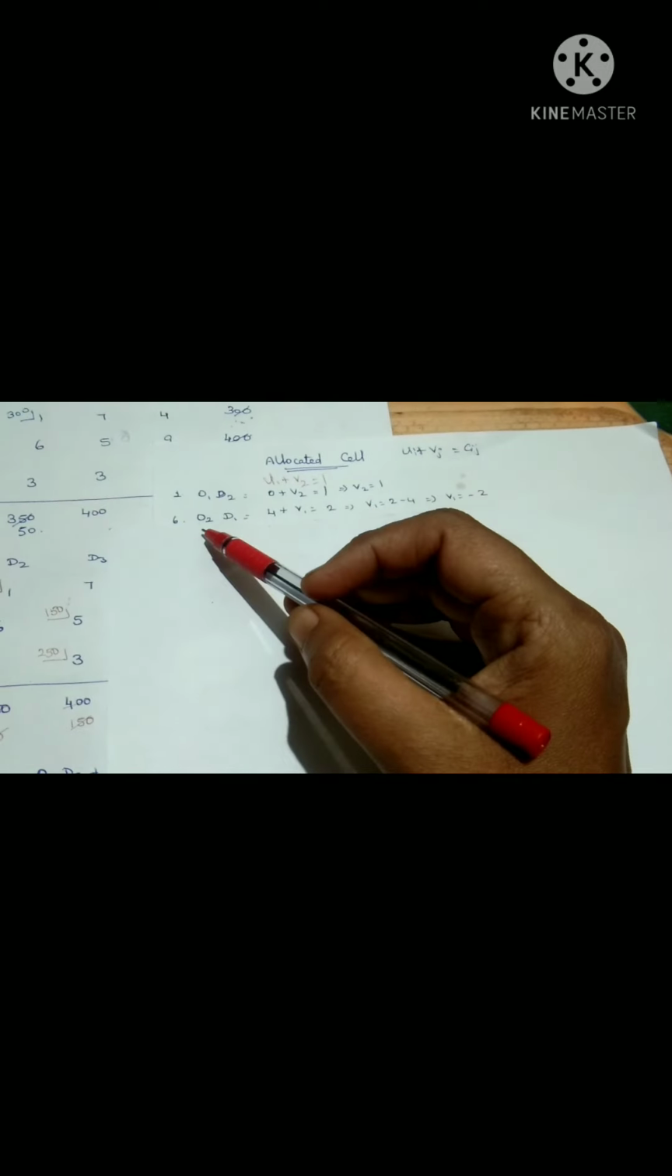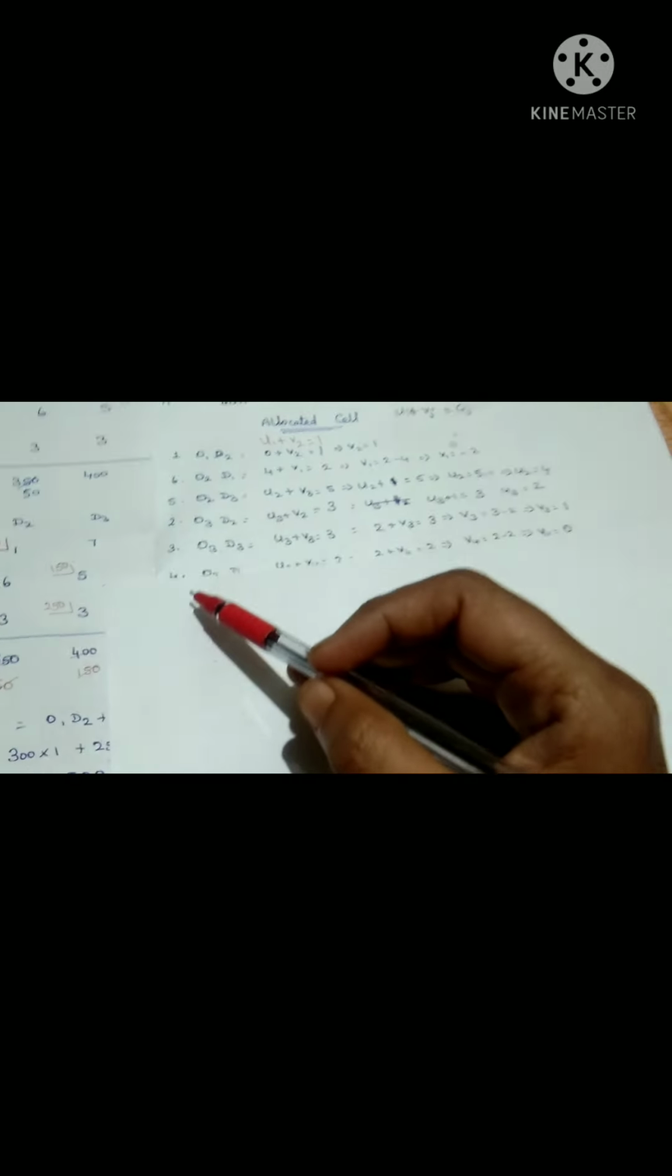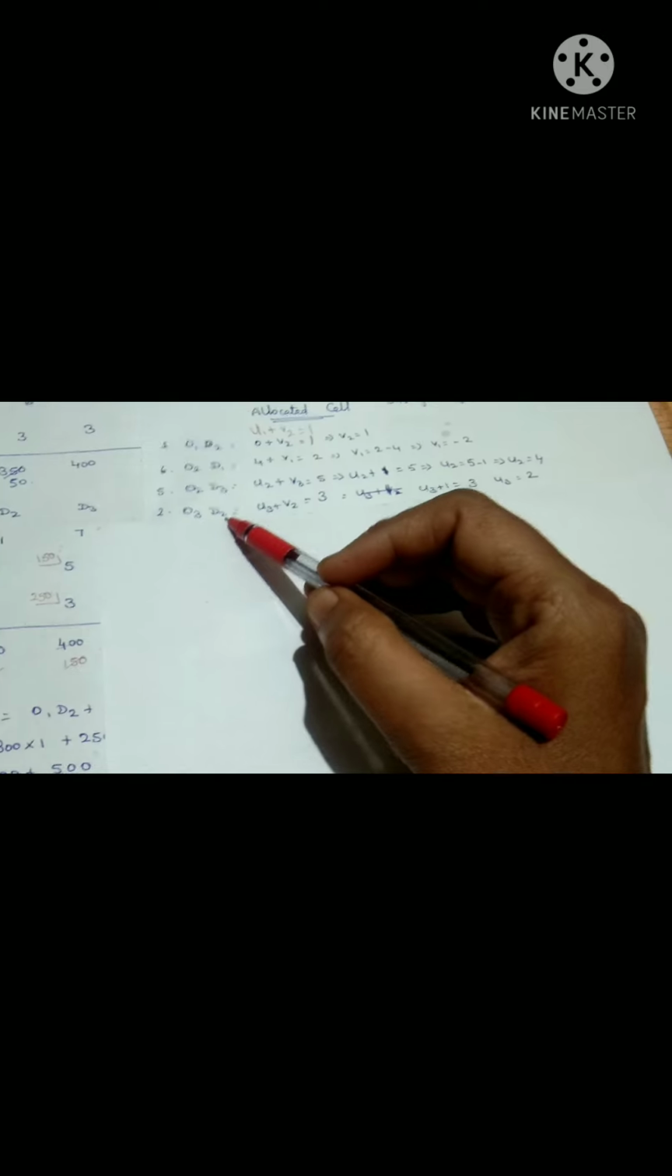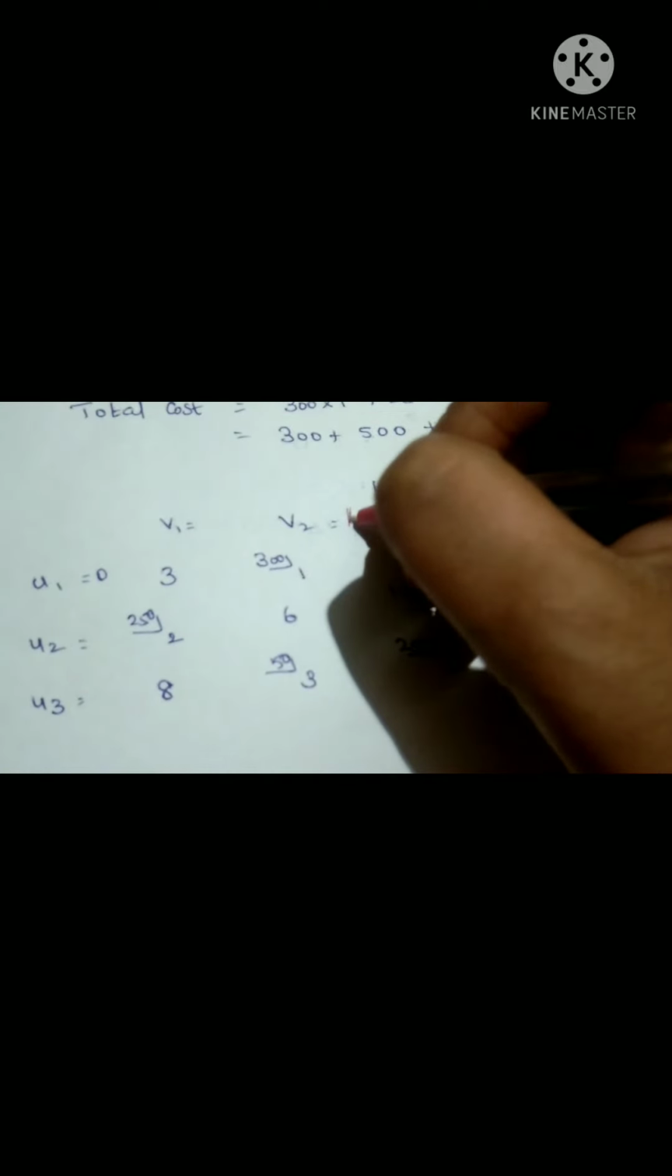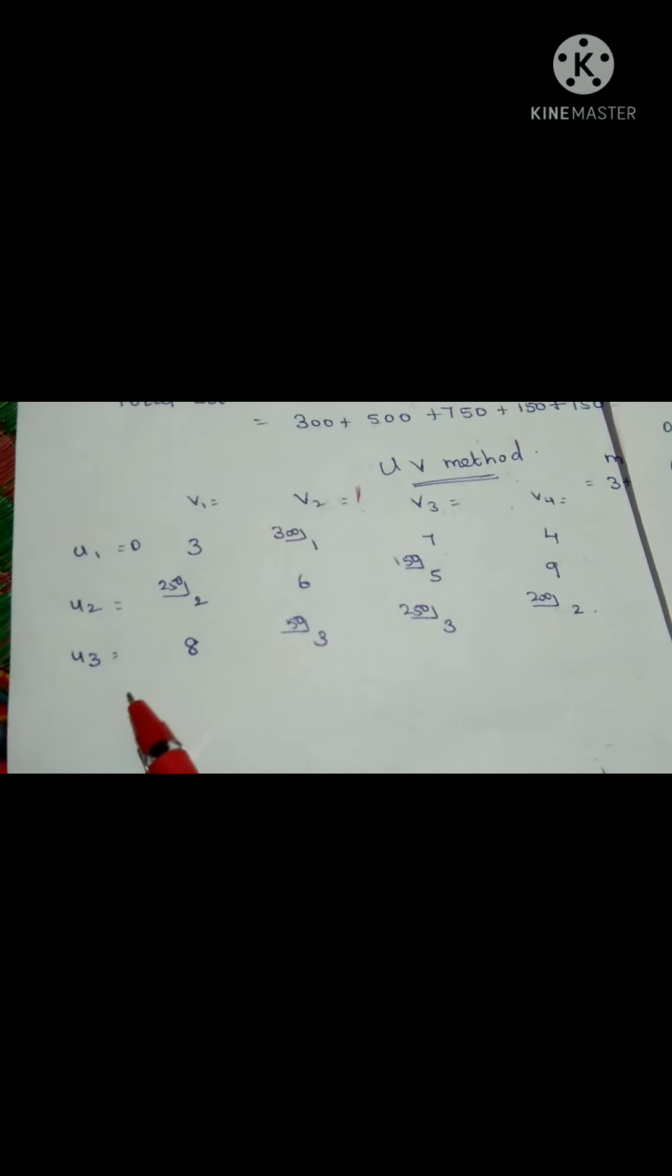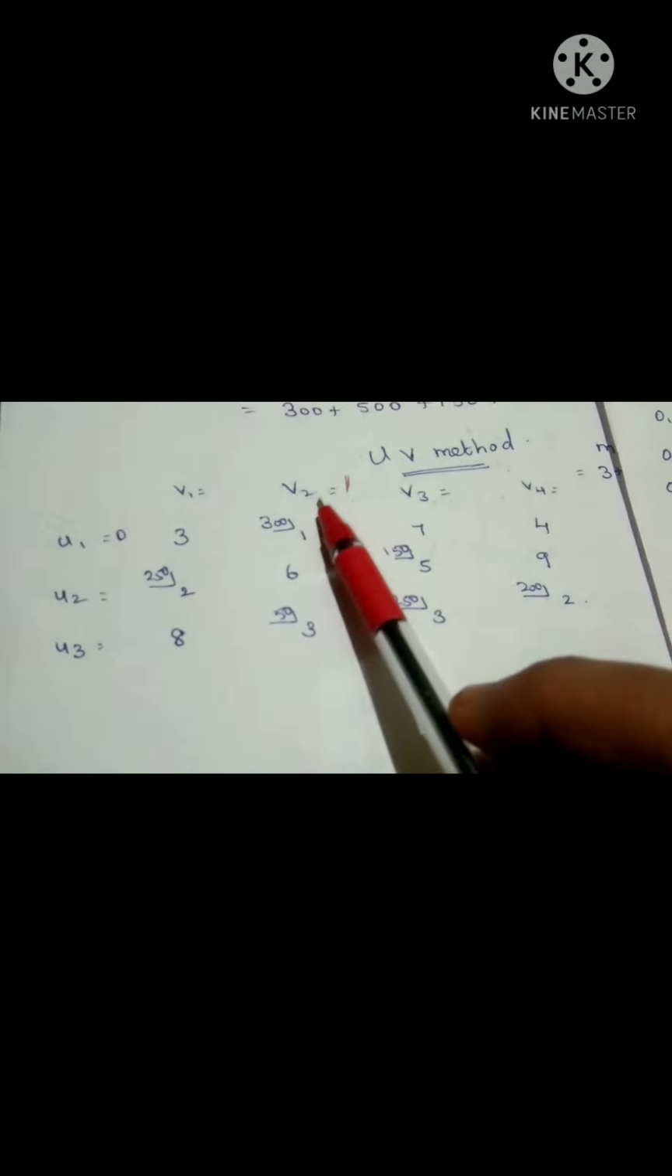Likewise, the next one is O3 D2. So why am I finding O3 and D2? Because I already found the value of V2 as 1. The value of V2 is 1. So automatically I am able to find out the value of U3 and V2. The formula is U3 plus V2 is equal to 3. So I am receiving U3 as 2.